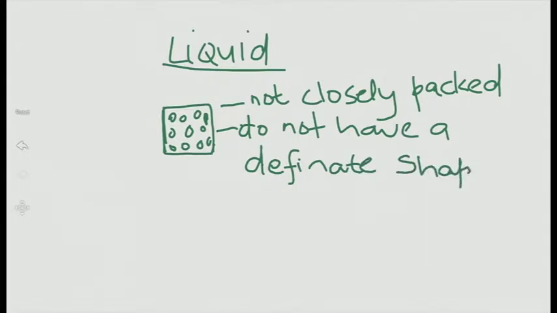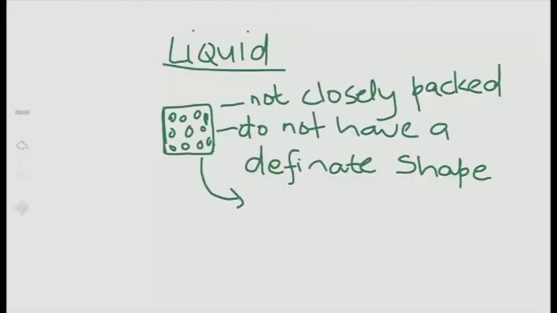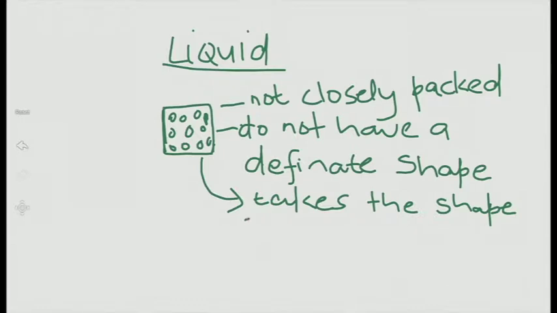Why then do we say they do not have a definite shape? It means that liquid changes its shape from container to container. Remember, liquid, you can easily pour a liquid. So it changes from shape to shape. If you pour a liquid in a round bottle, it takes the shape of the container. We can also write that. Liquid, what does it do? Takes the shape of the container.